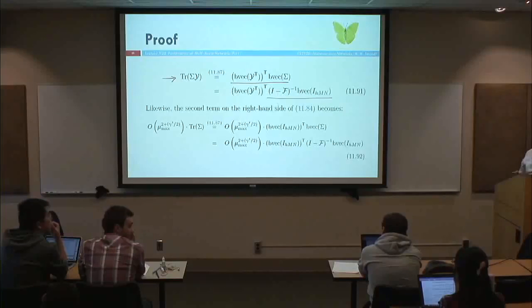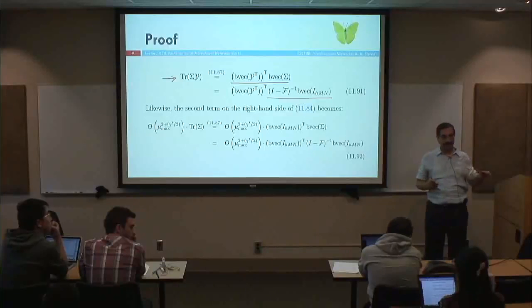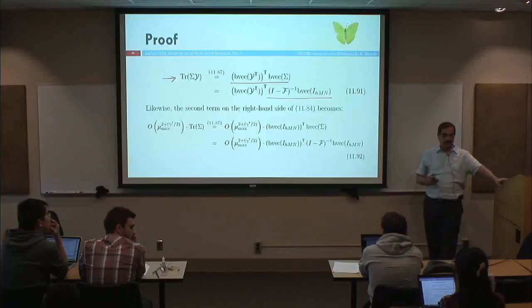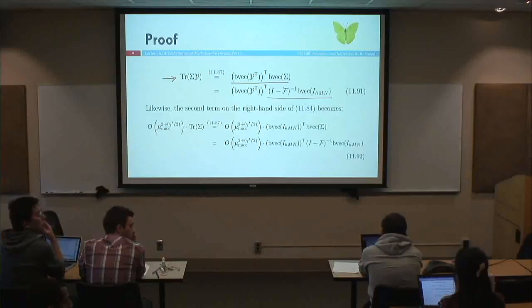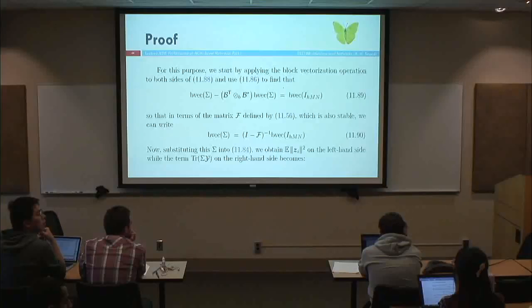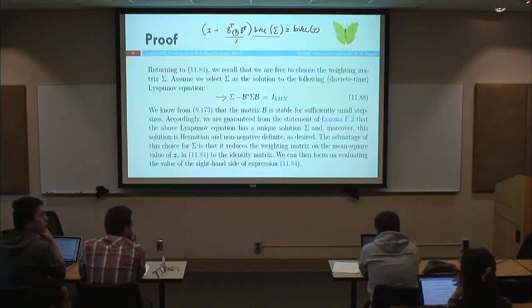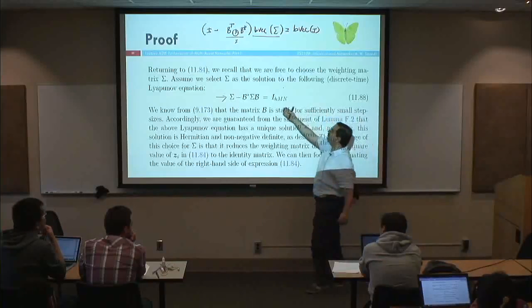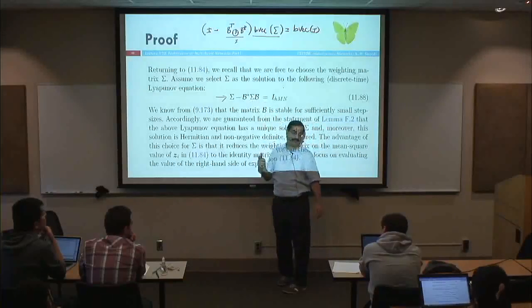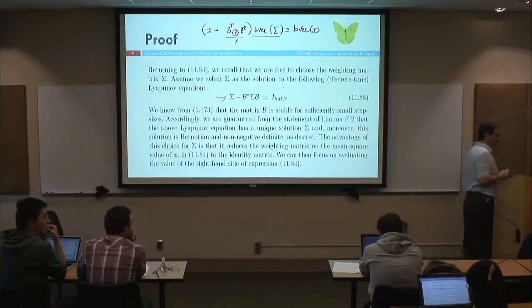Yes? While choosing sigma, why didn't we just take the B star sigma B to the other side and then just... What did you say? Here? I was trying to see if there is a simple solution for sigma. For this sigma? Yeah. I'm solving a Lyapunov equation, right? So I showed you how to transform it into a linear system of equations. You get that solution, right? You can.